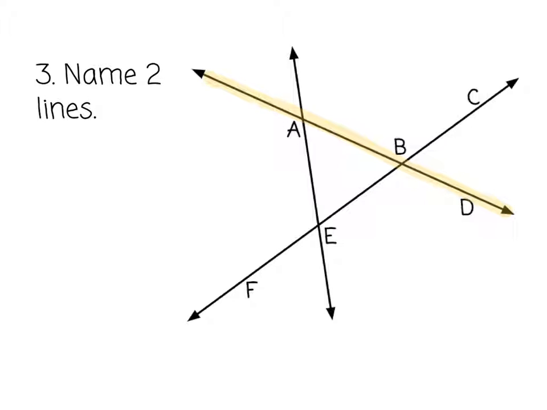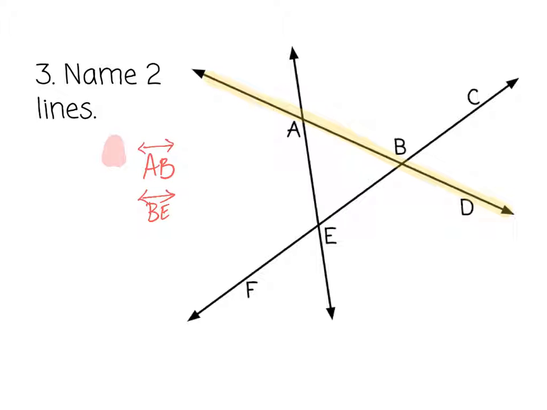I could name this line AB. Oops, sorry, let me change my pen. I can name this AB. Okay, and again, I'm using capital letters because they're points, but I need to put the line symbol above it. That indicates that it's a line. I could be talking about line BE.